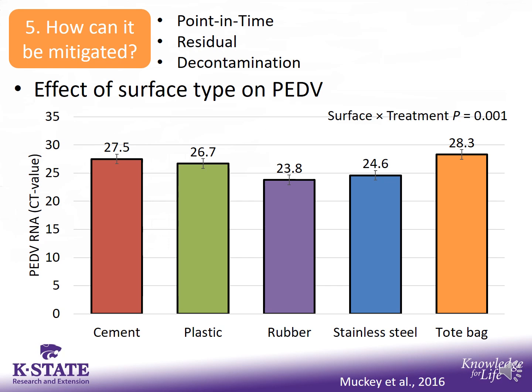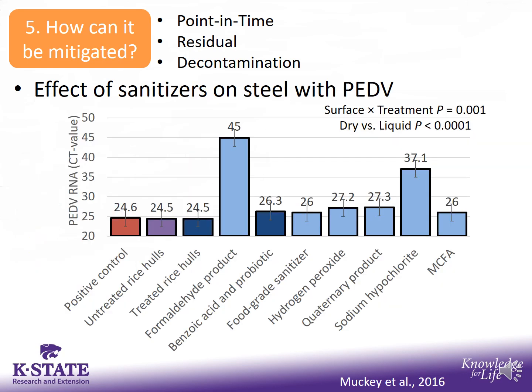As we consider the role of transmission to be both feed and ingredients, but also the containers that can carry those feed or ingredients, it's important for us to understand how surface types can also play a role in PEDV transmission. For example, we see that rubber and stainless steel are actually more capable of retaining PEDV than some other types of surfaces, and this makes decontamination of those surfaces particularly challenging.